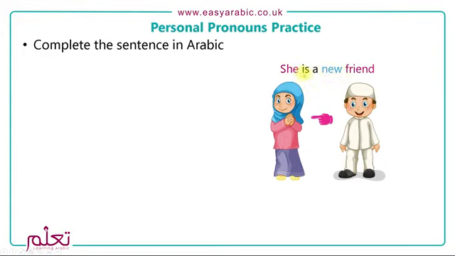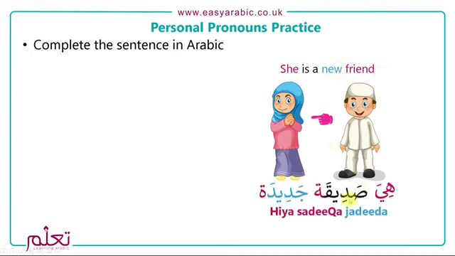So the word we're looking for here would be, so she is here. Friend we know is sadiq, so we have to change that to a female because it's sadiqa, and then the new word is jadid. But we have to convert the adjective so it matches its noun in gender and form. So here we're saying صديقة جديدة. Because the noun ends with the ta marbuta, so does the adjective.